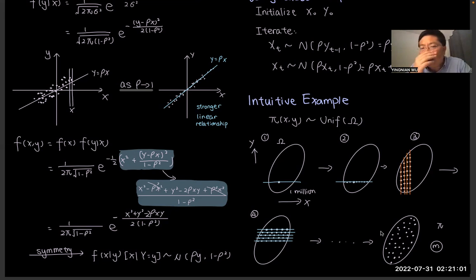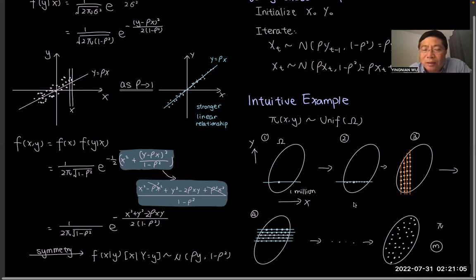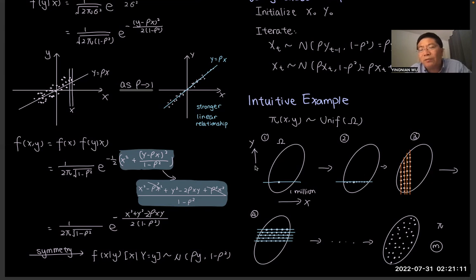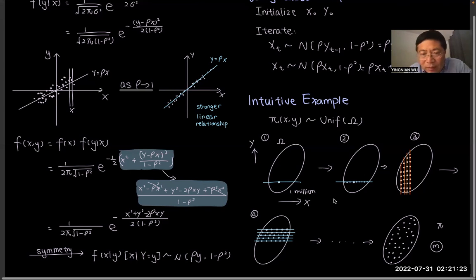So this is a visualization for the Gibbs sampler for this continuous case, which also applies to the bivariate normal distribution. You can think of a population of points, right? And if you do the reshuffling according to the conditional distribution, you are not going to change the overall distribution. So that's the basic idea.